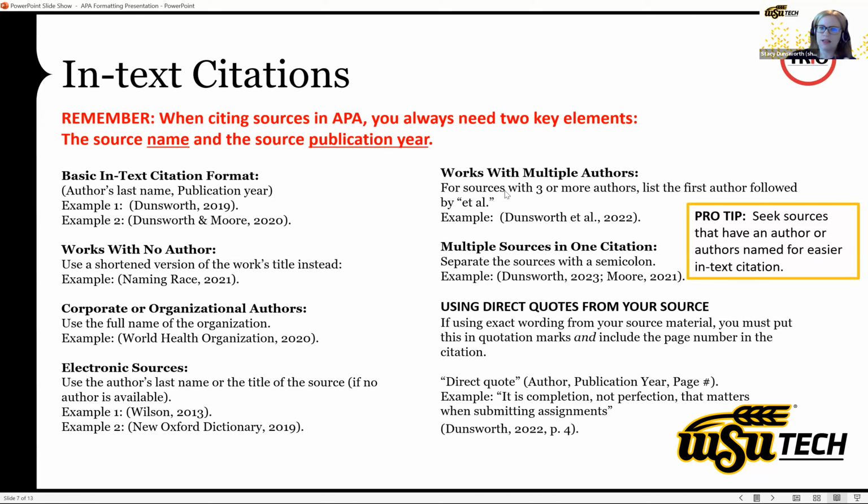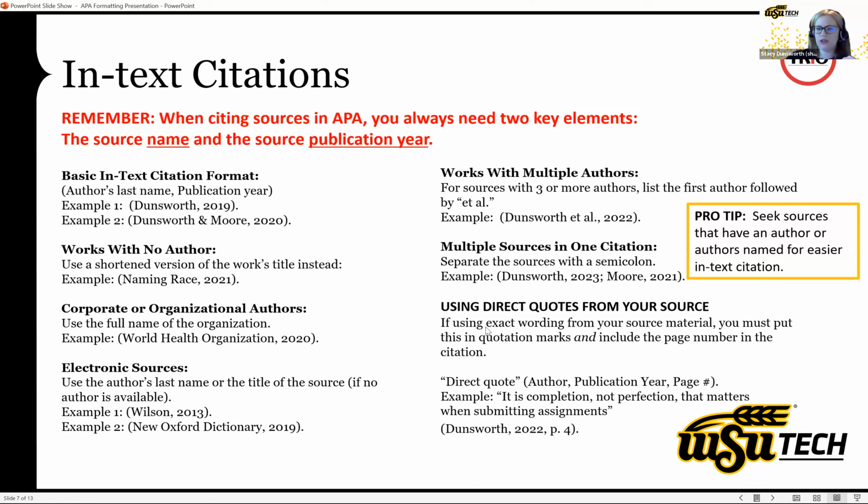That would be 4. So anytime you have sources with 3 or more authors, you list the first author name followed by et al. Et space al period. And et al is Latin for and others. Okay, so you would just put that in the parentheses, first name that's listed on the source. So Dunsworth et al. Period, and then your comma, and then the year of publication.